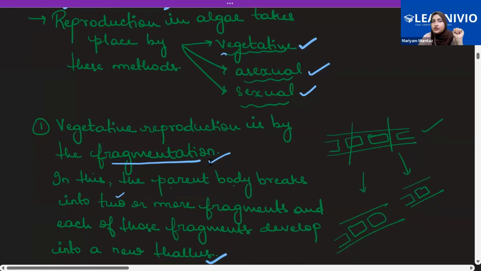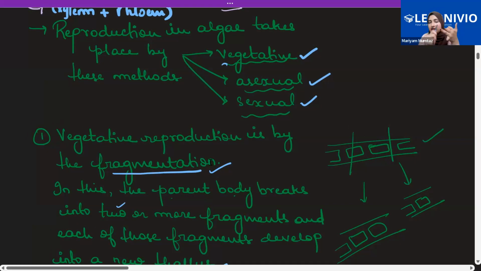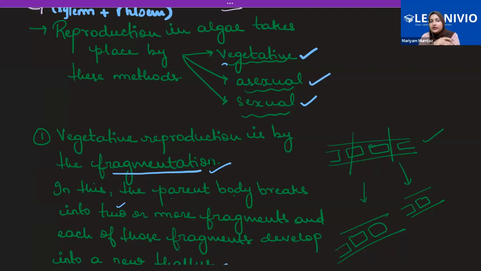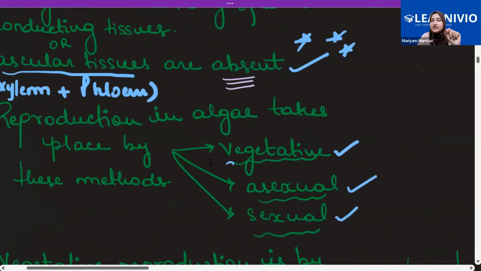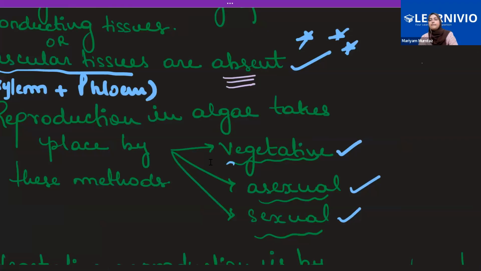When we talk about the reproduction in them, so reproduction in algae takes place by vegetative method, asexual method, and sexual method. All the three methods are available. So when we talk about the vegetative, first of all, you tell me the difference between vegetative, asexual, and sexual. Vegetative, like they can regenerate from a part of their body. Asexual is where one parent is involved to produce an offspring, and sexual is two parents are involved to produce an offspring.